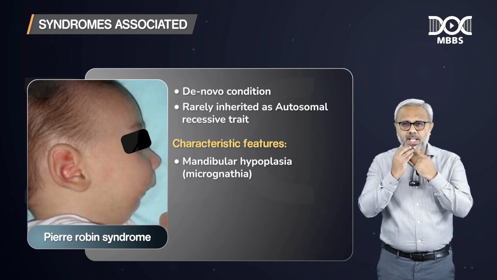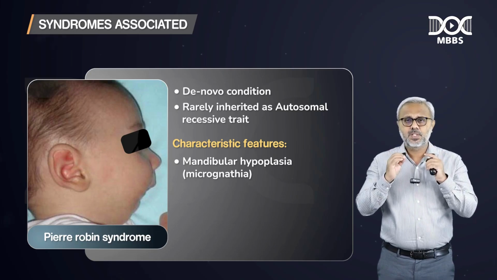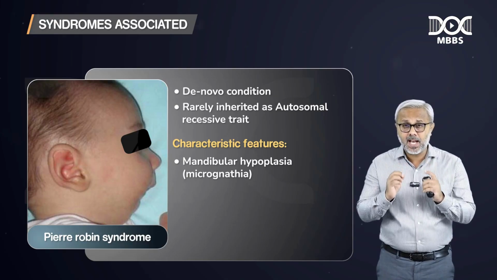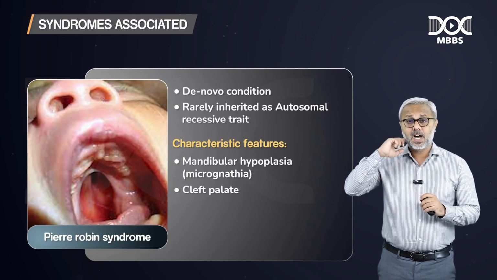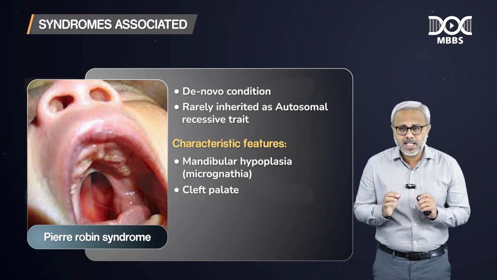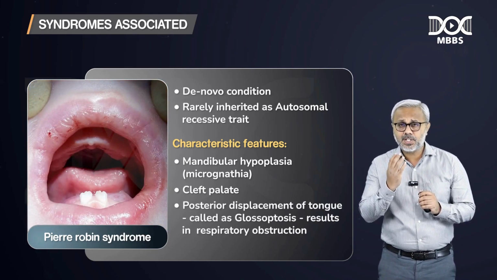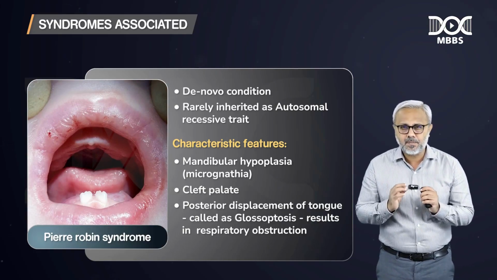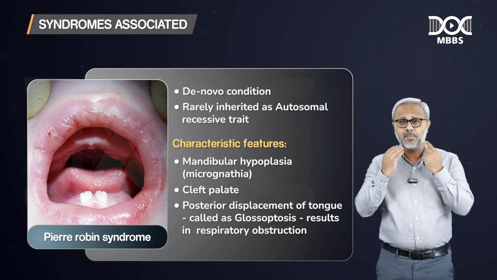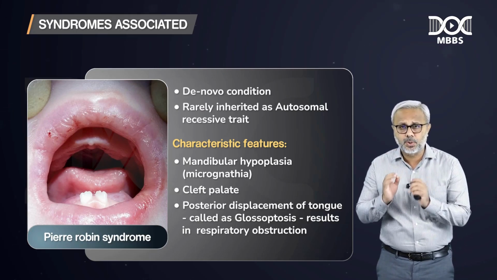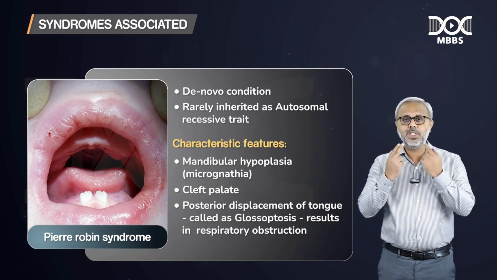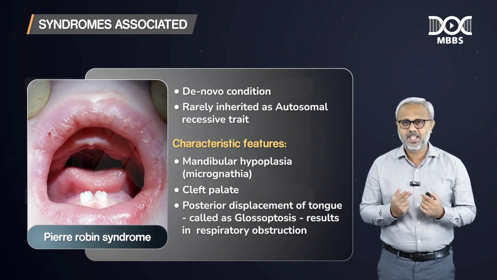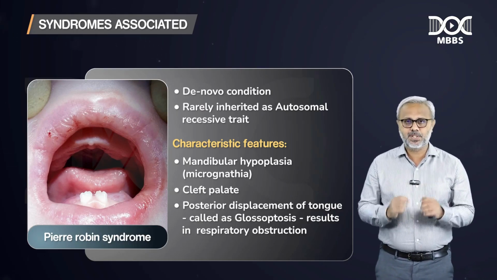So there is micrognathia or small mandible or small jaw. Apart from this, these patients may have cleft palate or a high arched palate, and because of these defects, their tongue appears large and appears pushed backwards. So this condition where the position of the tongue is shifted backwards is called glossoptosis, right? This is the posterior displacement of the tongue, which can cause respiratory obstruction, right? So this is called Pierre-Robin syndrome.